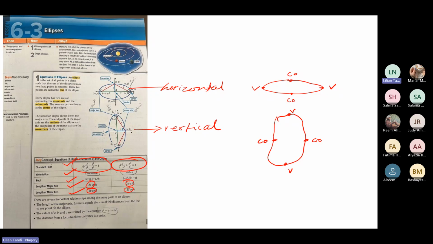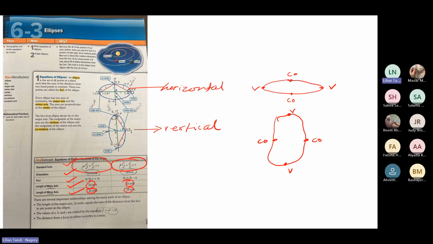A is the distance from where? From the two vertices? No, from the vertex to the center, like a radius. Here is A, see? A is from the co-vertex. If it is horizontal, it's from the co-vertex to this. What is this F? F is the foci, yes.